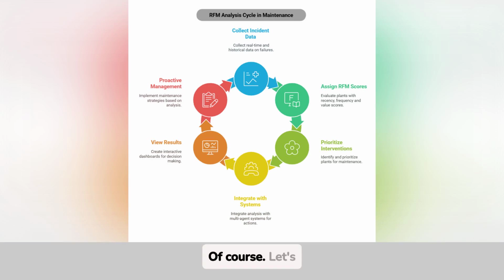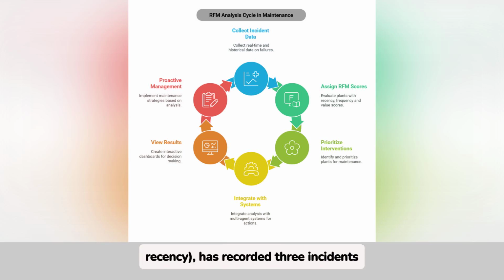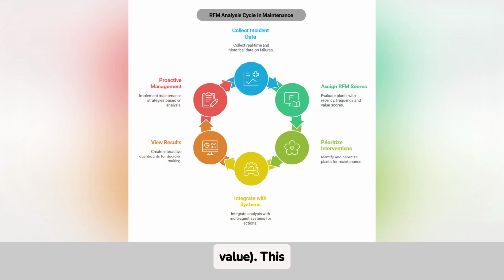Of course. Let's assume that Plant A has had a critical failure 2 weeks ago, high recency, has recorded 3 incidents in the last quarter, high frequency, and the repair cost has been high value. This combined analysis would indicate that Plant A needs an urgent overhaul and the implementation of preventive measures. In contrast, if Plant B has only a slight incidence in the last 6 months, its rate would be much lower and it could continue operations without immediate urgency.